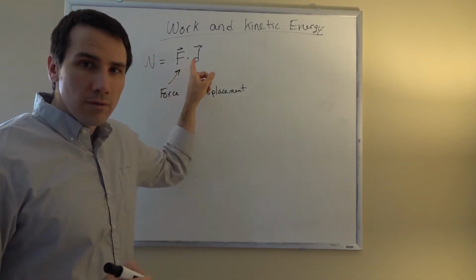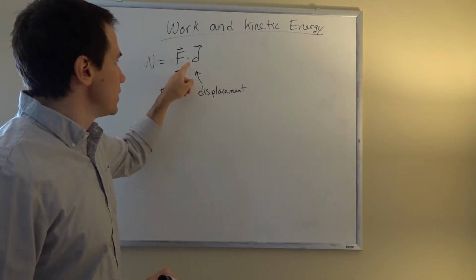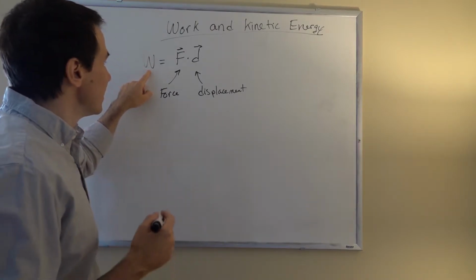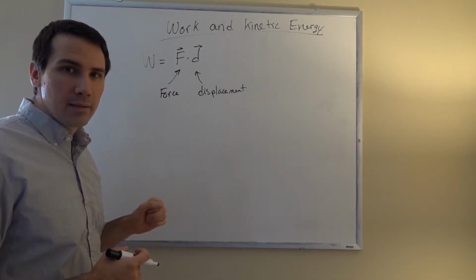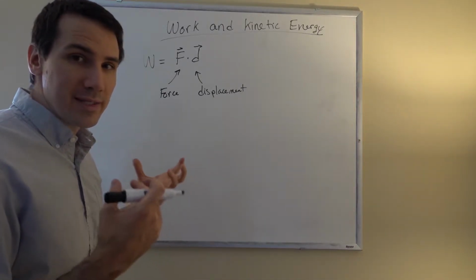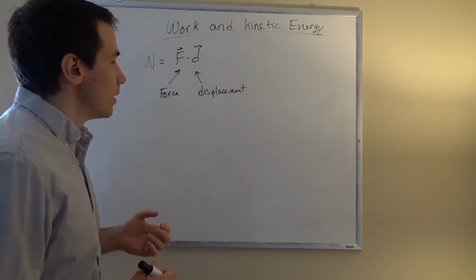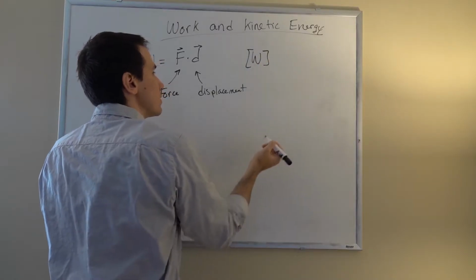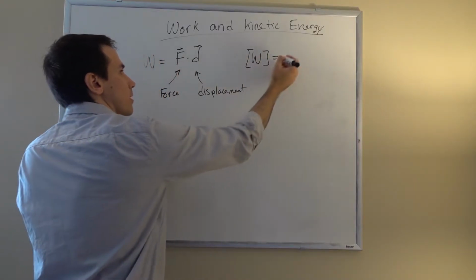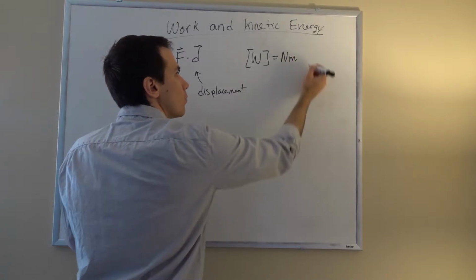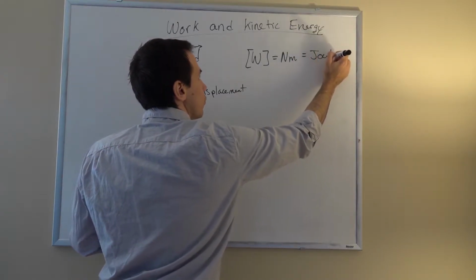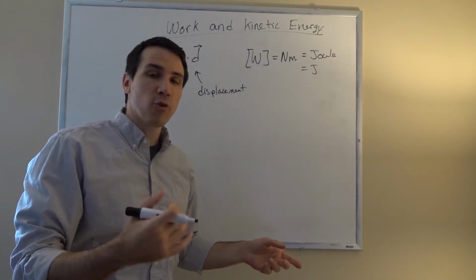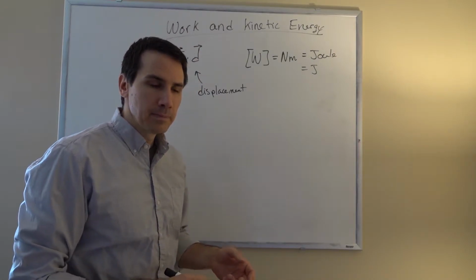We know from our knowledge of dot products that the dot product of two vectors is a scalar. So work, my symbol W here, does not have a vector symbol above it because it is just a scalar quantity. It's just a number. Just to make sure that we understand it, the units of work must be newtons multiplied by meters, Newton meters, which we call a joule.